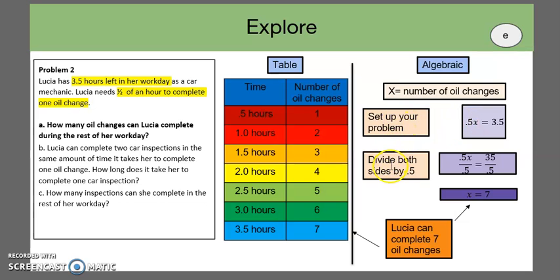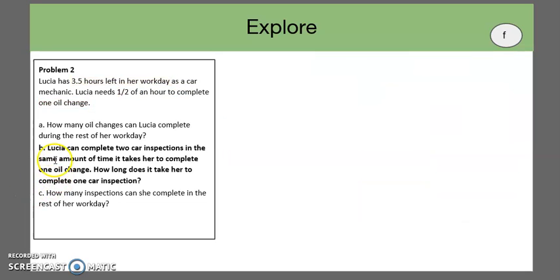And we follow the steps, we still get 7 as our answer. We're going to move down to some other parts of the question. Now we're going to go into B. Here, Lucia can complete 2 car inspections in the same amount of time it takes her to complete 1 oil change. How long does it take her to complete 1 car inspection?